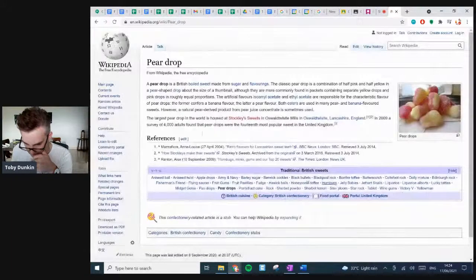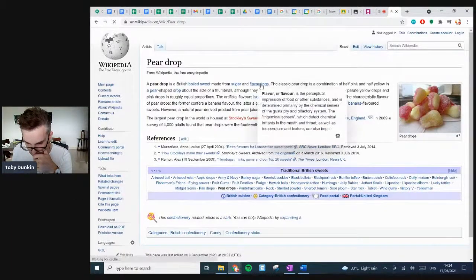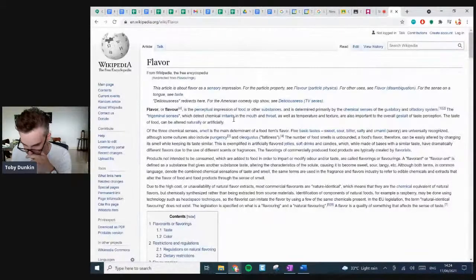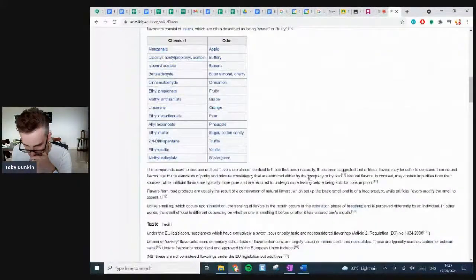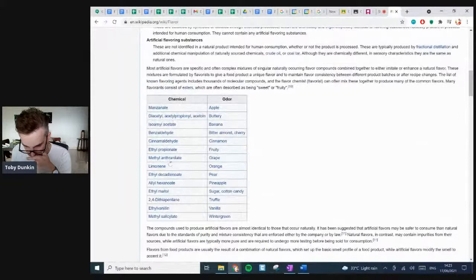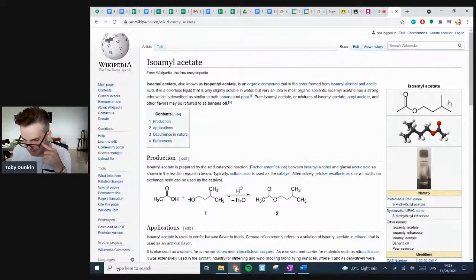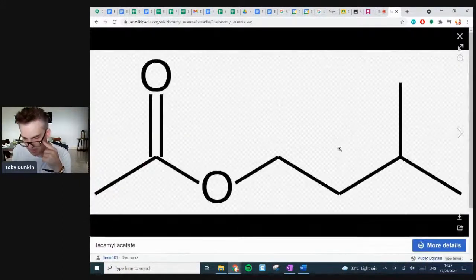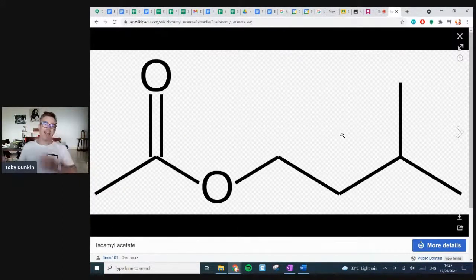Pear drops. Let's have a look. Flavorings. It's really not going to be much help to me. Chemical. Oh, all a bit complicated. Actually, you can do this one. There we go. Name it, folks. Oh, it's got a branch on it. Owen, there's your branch.